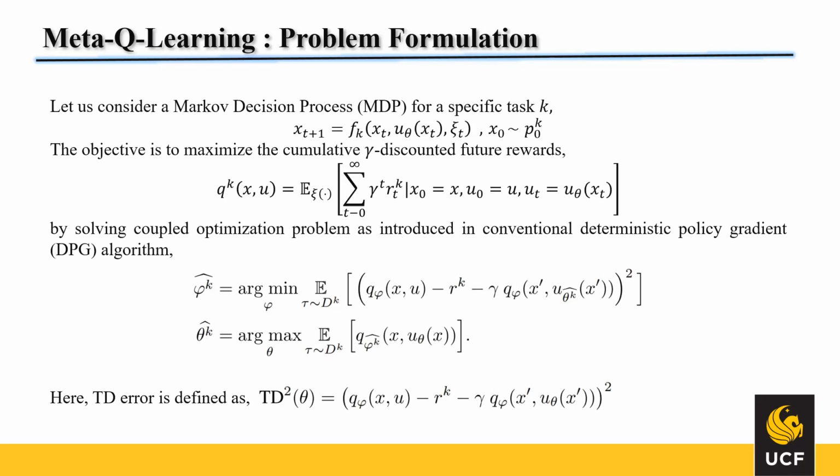And in conventional deterministic policy gradient algorithms, this kind of optimization is solved through a coupled optimization problem. This coupled optimization problem has two different parts. In the first equation, we see that the Q-value function is optimized by minimizing the TD error between the actual Q-value function and the estimated Q-value function. And in the second equation, we maximize the rewards based on the policy. We can see that the Q function, or the critic function, is parameterized by the phi parameter vector, and the policy function, or the policy network, is parameterized by the theta parameter matrix.